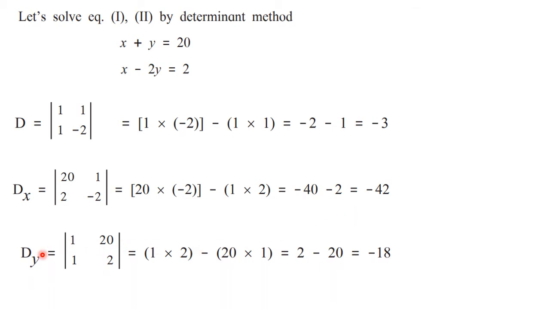The third determinant Dy. Now while writing Dy, what you have to do, the coefficients on the right hand side you will write in the second column, and the first column you have to write down as it is. Again solve it. 1 into 2 in one bracket minus 20 into 1. So 1 into 2 is 2, minus sign as it is, 20 into 1 is 20. So 2 minus 20, the answer is minus 18.